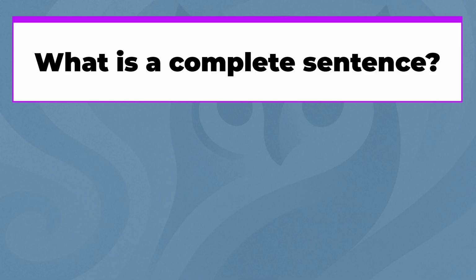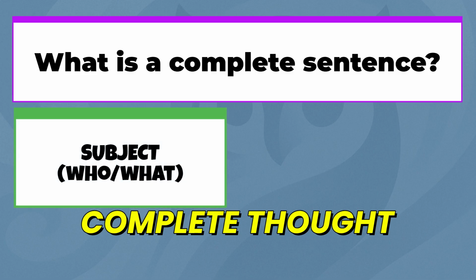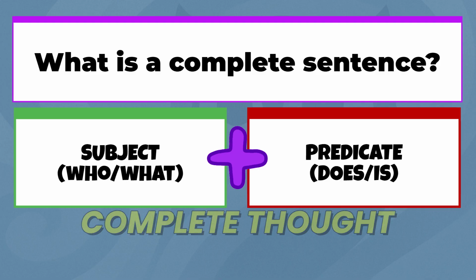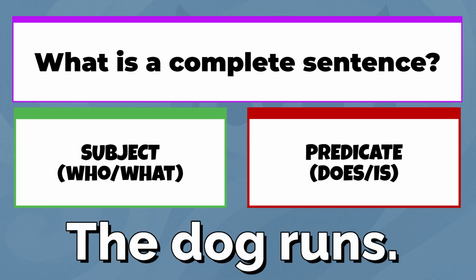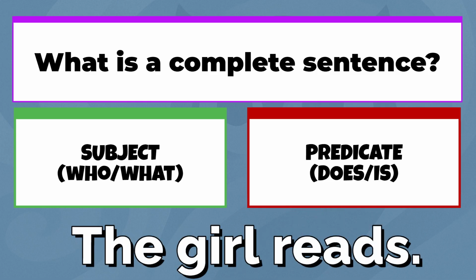A complete sentence is a complete thought. It has a subject, which tells who or what the sentence is about, and a predicate, which tells what that subject does or is. Together, those make a complete idea. Example 1, the dog runs. That's complete. The dog is the subject, runs is the predicate. It's a full thought. Example 2, the girl reads. That's also complete. The girl is the subject, reads is the predicate.